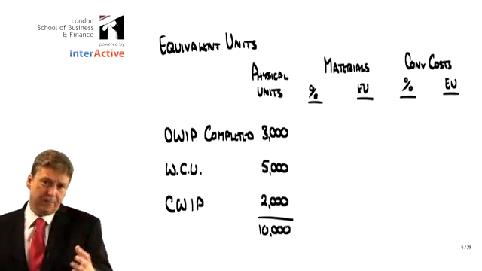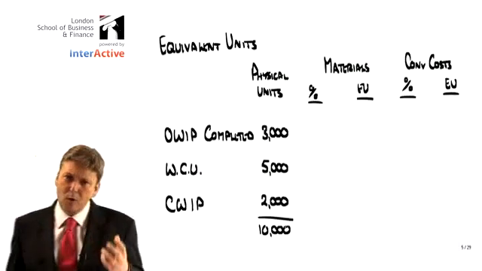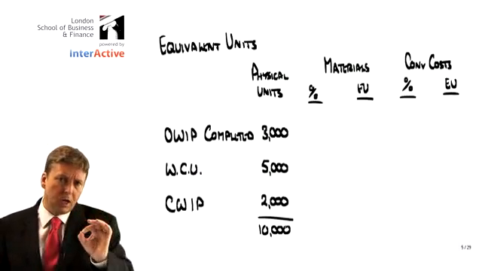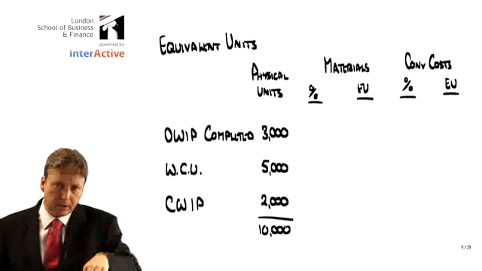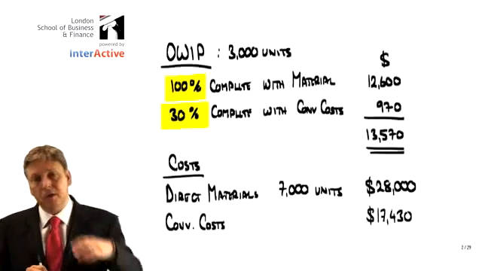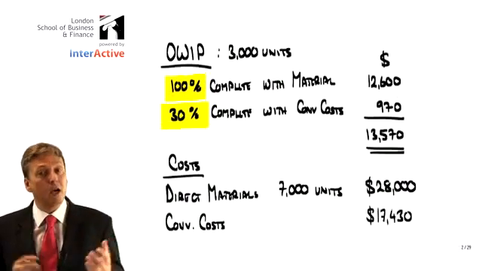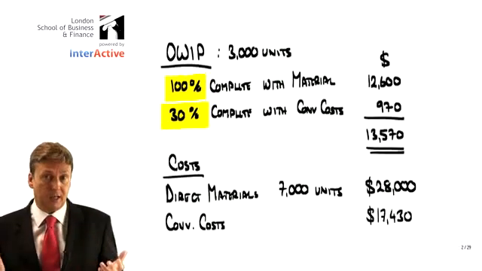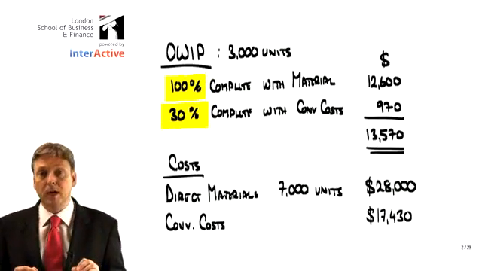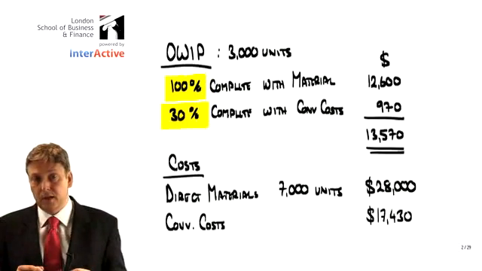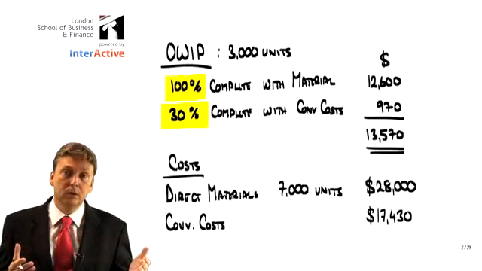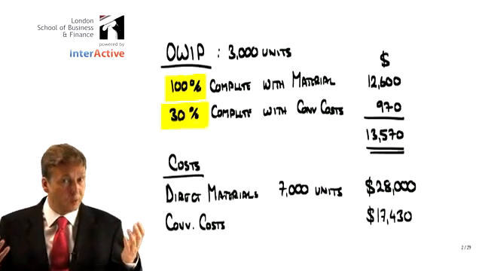The only thing that is different to what we've done before is how we are treating OWIP. If you remember, we only want work done during this period. And if we go back to the question, we know that the material content was already 100% complete. If that's the case, we need no more material. Conversion costs were already 30% complete. And if that's the case, we need what? 70% to completion? That's why we needed the percentages.